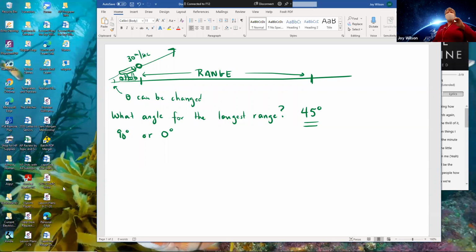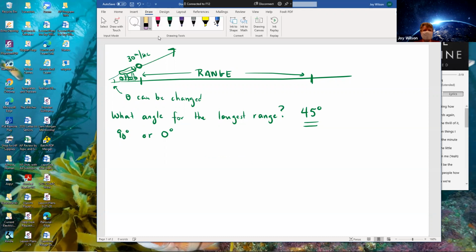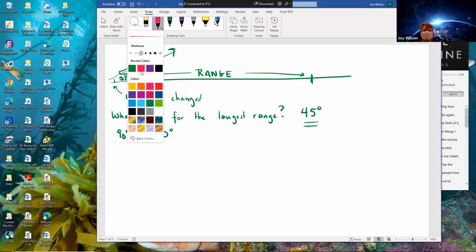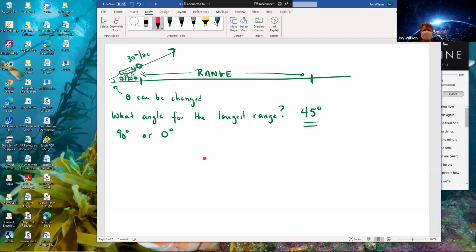Now, it does not give half of the speed up and half of the speed across, because some of you may recall that if you think of this as a triangle, with 30 meters per second, and this angle is 45, you guys might know that this is not 15 and 15. It's not 15 and 15, because what would that make this side?